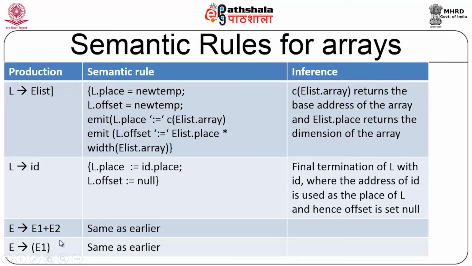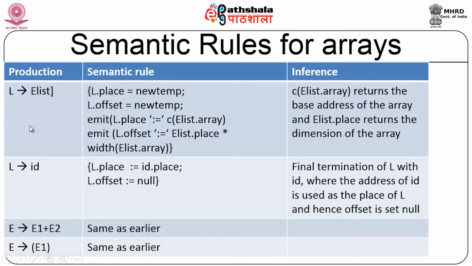Now, these two are the same as the previously looked upon expressions semantic rule, that is E dot place is equal to new temp, and then I will say emit E dot place is equal to E1 dot place plus E2 dot place. Similarly, for parenthesis, it is simply E dot place is equal to E1 dot place, which is the same as already discussed values only. Now, here this is the closing scenario of the array.